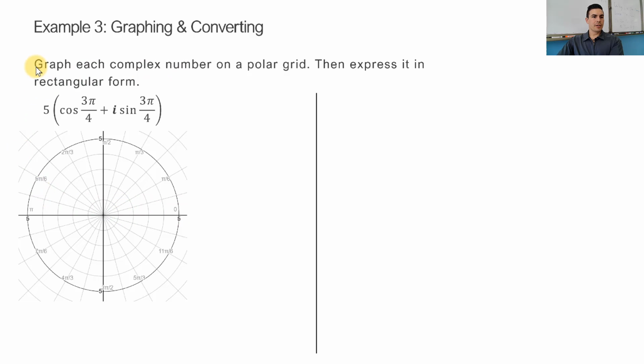We've got graphing and converting. We're going to graph our complex number on the polar grid now. Okay, we are not doing this on the complex plane. We are doing this on our polar grid. And then we're going to express it in rectangular form. So we're going to convert it back now into rectangular form.